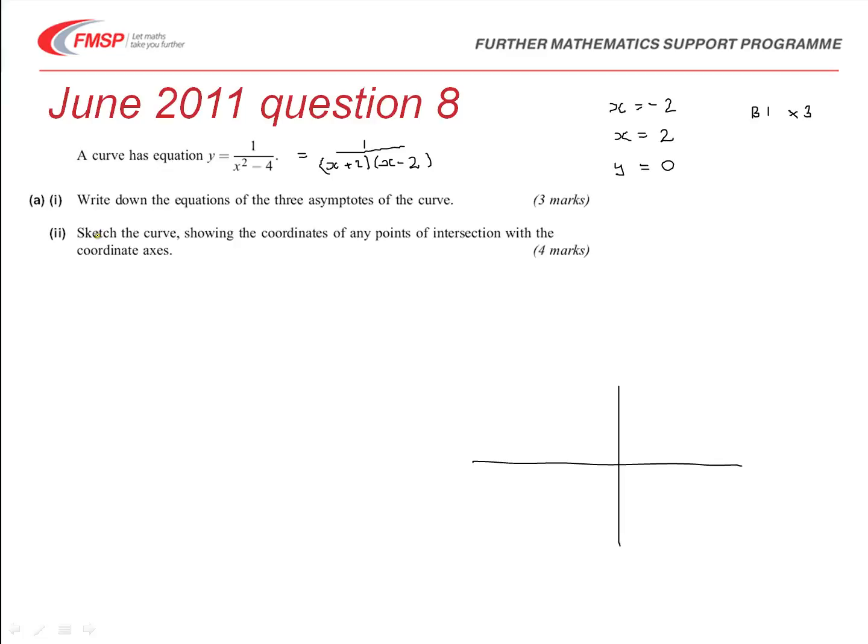The second part then says, sketch the curve showing the coordinates of any points of intersection with the axes. Okay, well, we know we have asymptotes at negative 2, so if we draw in an asymptote at negative 2, which is where we have a break in the graph, and similarly we have one at 2.